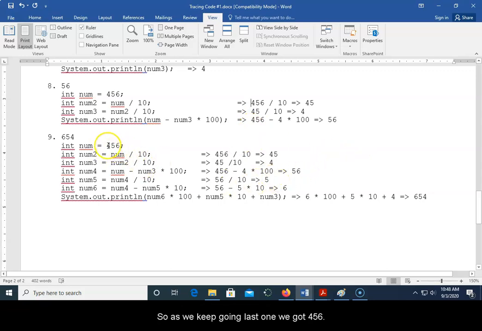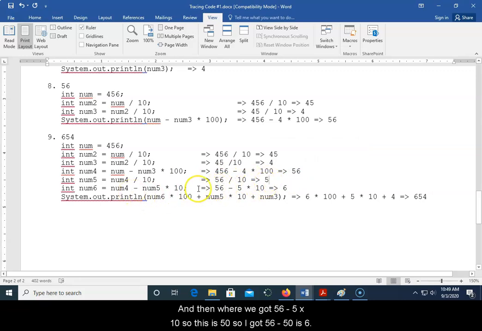So as we keep going, last one, we got 456 is num. So num 456 divided by 10 is 45. Okay, that's num2. Then we got num2, which is 45 divided by 10. That's 4. We do 456 minus, and this is 400. You get 56. So that's num4. So 56 divided by 10 is 5.